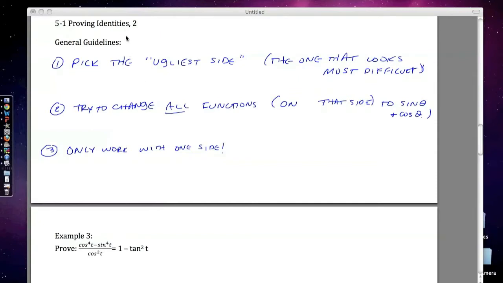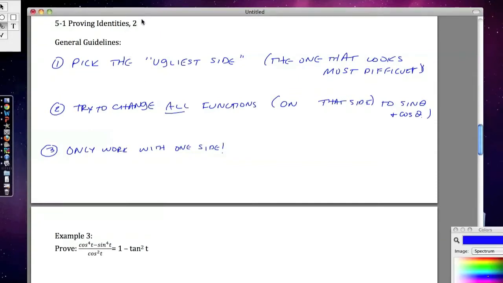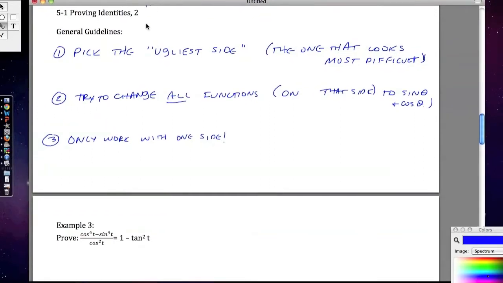Alright, this is the section on 5.1, Proving Identities. This is the second part of that lesson, and in this part we're going to do a couple more examples, some of which are a little bit more difficult.